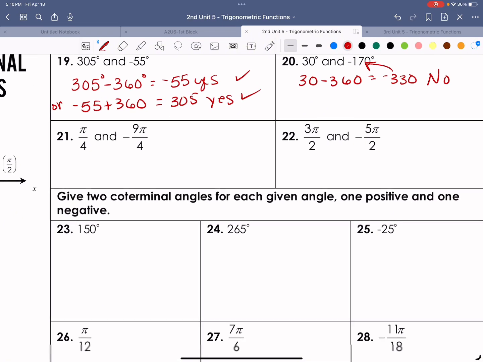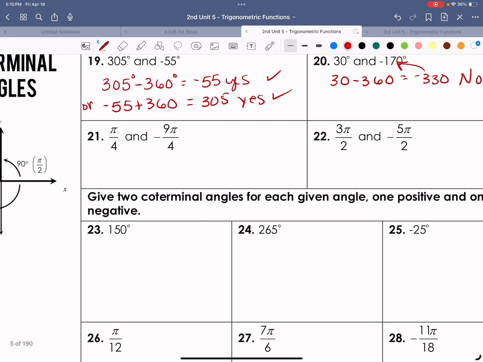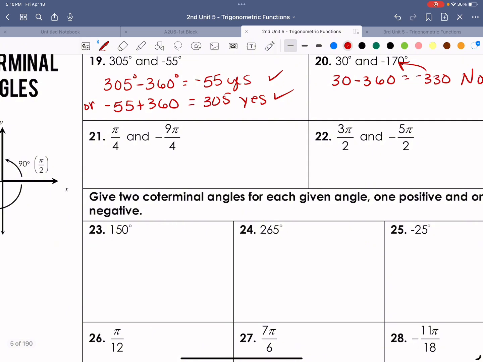All right, let's look at 21 now. These two, 21 and 22, deal with pi. So if you remember, what was the radian form of 360? Well, it was 2 pi. So I should be able to add or subtract 2 pi from this number and get this number.